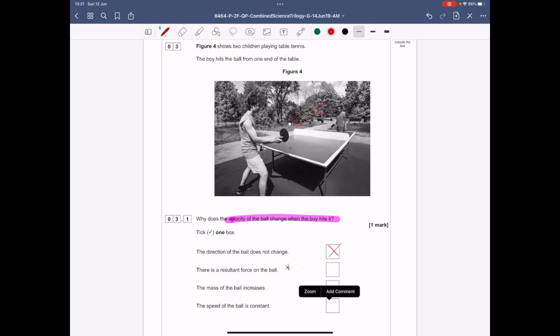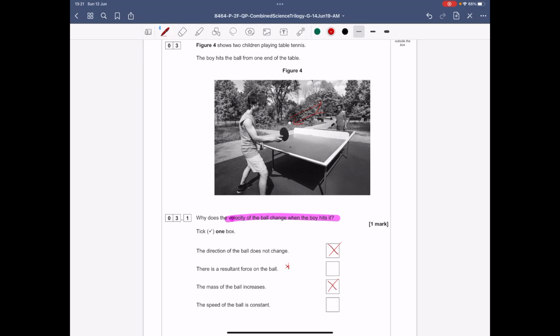The mass of the ball increases. Well, just because you hit it, it doesn't make the ball heavier, so it's not that. And the speed of the ball is constant. Well, just because you hit the ball, you might hit it with more force, so you wouldn't say the speed of the ball is constant. So it would be number 2, there is a resultant force on the ball. Remember, the resultant force is the overall force acting on the ball. So if you hit it with enough force, it would cause a change in movement, and therefore its velocity would change.